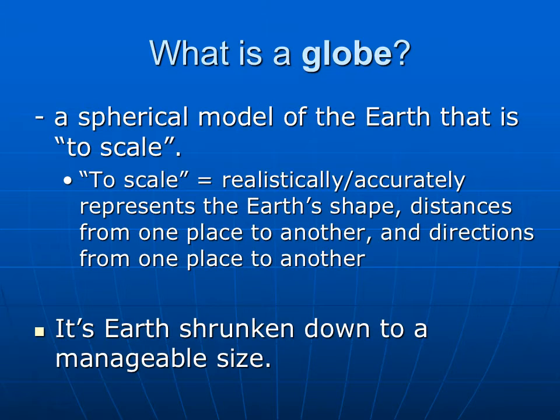All right, so the first thing we're going to talk about is what a globe is. The definition of a globe is a spherical model of the Earth that is to scale. What we mean when we say to scale is that it realistically represents the Earth's shape, distances from one place to another, and directions from one place to another. So it's basically the Earth shrunken down many times to a manageable size.